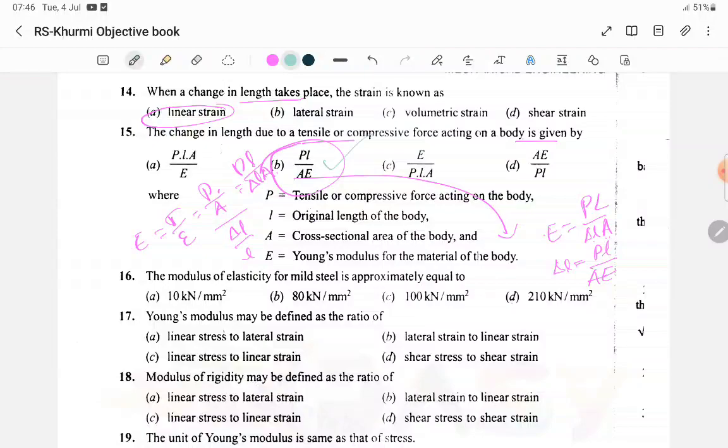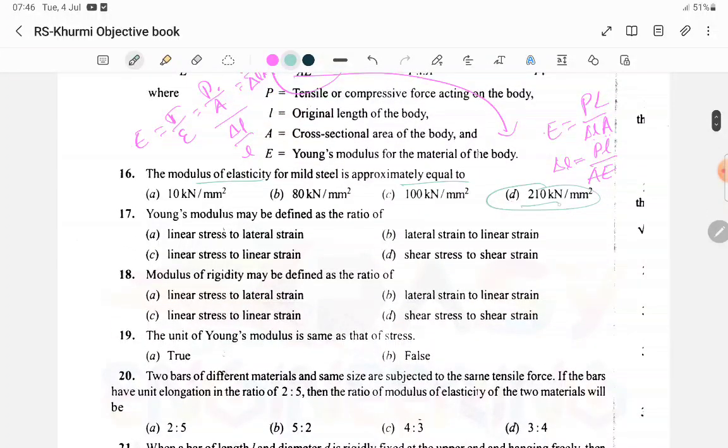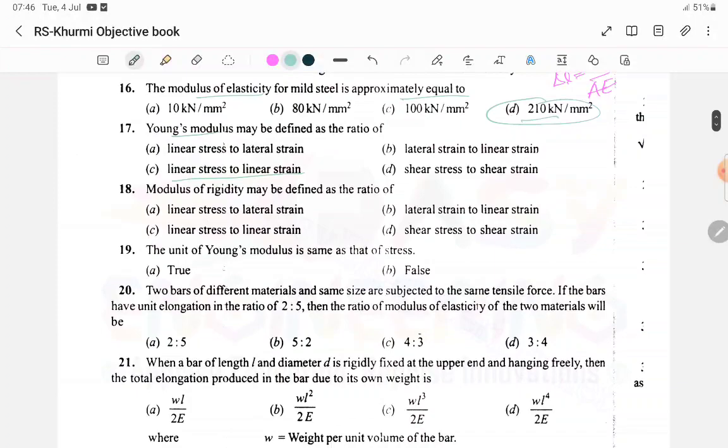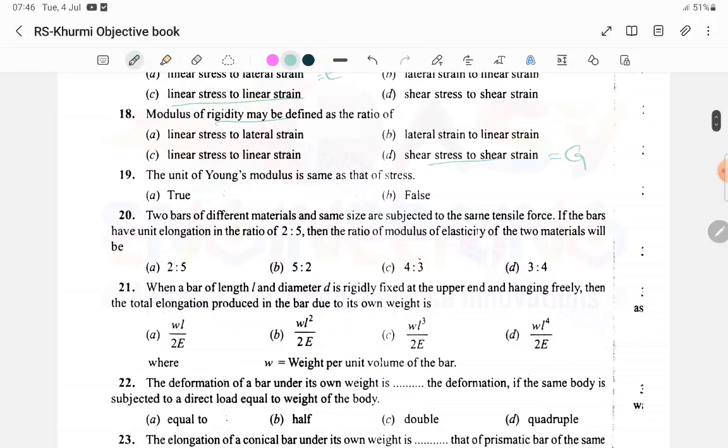The modulus of elasticity for mild steel is approximately equal to this value. You have to remember, no trick for this, just remember 210. Young's modulus may be defined as linear stress to linear strain. Young's modulus means basically modulus of elasticity only. Modulus of rigidity may be defined as shear stress to shear strain, that is indicated with G, and Young's modulus is indicated with E. Next, the unit of Young's modulus is the same as that of stress. Yes, correct. Okay.